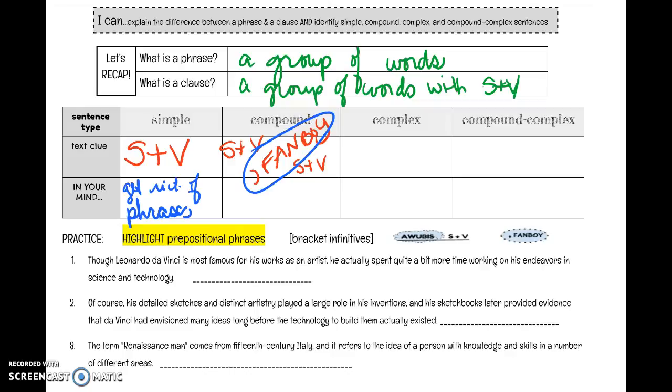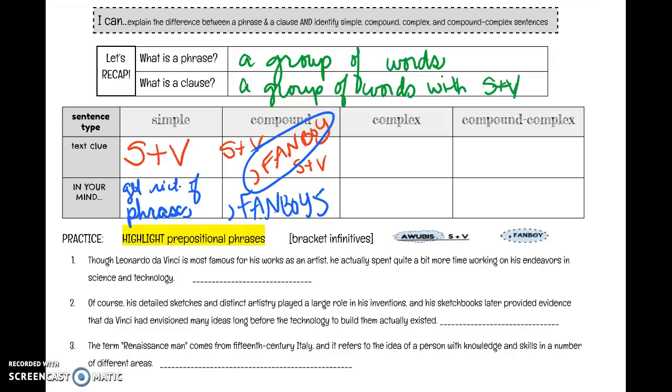If you see a comma FANBOY, you've got to make sure you have a subject and a verb on both sides of it. So in your mind, the big thing to remember here is you're looking for a comma with the FANBOY. And remember, these letters help us remember that we're talking about for, and, nor, but, or, yet, and so.